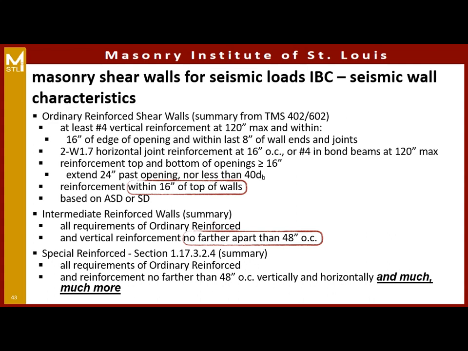Intermediate reinforced walls have all the requirements of ordinary walls plus a few more. The big one being that now our maximum vertical reinforcing spacing is 48 inches. With special reinforced walls, again, all the requirements below, all reinforcing, so vertical and horizontal, now spaced at 48 inches, and many other requirements as well. This is just kind of a summary, so you'll find all these requirements in the TMS.